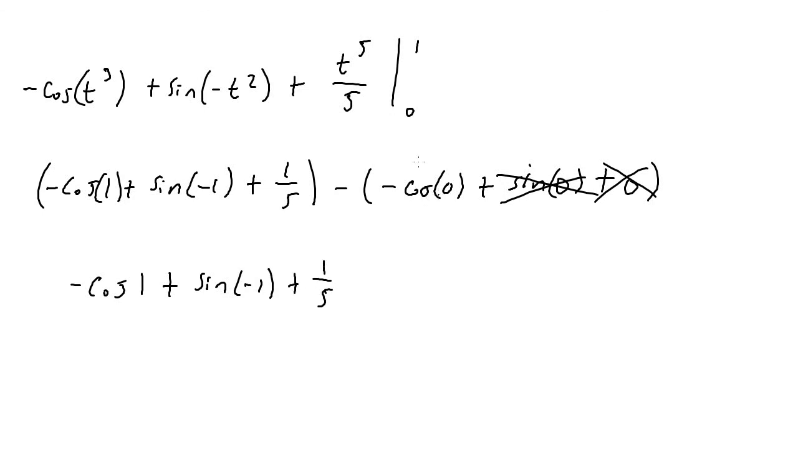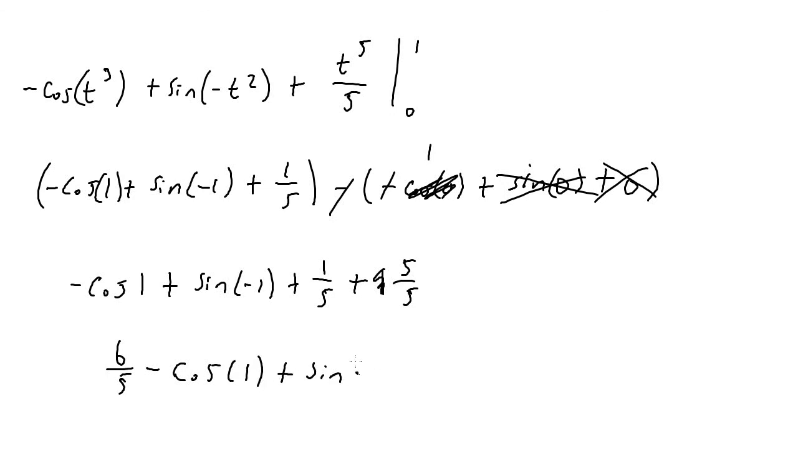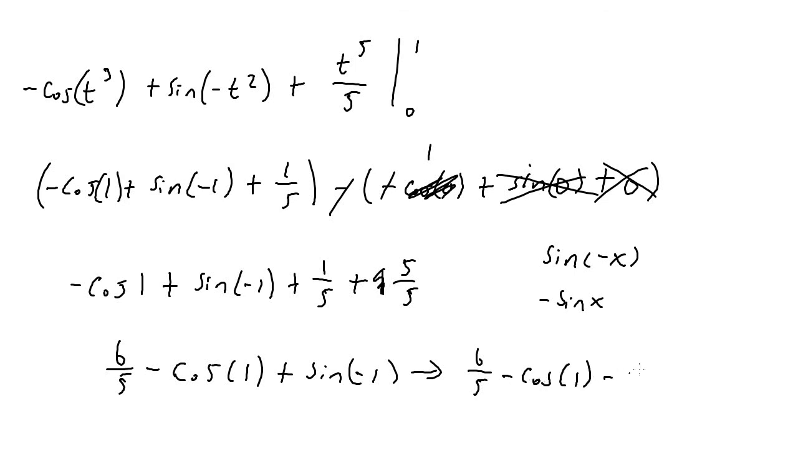Cosine of 0 is 1, so then we have basically negative 1. So minus a negative 1 will mean plus 1. So 1 over 5 plus 1, which can be written as 5 over 5, is going to be 6 over 5. Alright, 6 over 5. We have minus cosine of 1 and then plus sine of negative 1. Now remember, sine of negative x is the same thing as saying negative sine of x. So we can rewrite it and put the final answer as 6 over 5 minus cosine of 1 and then minus sine of 1.